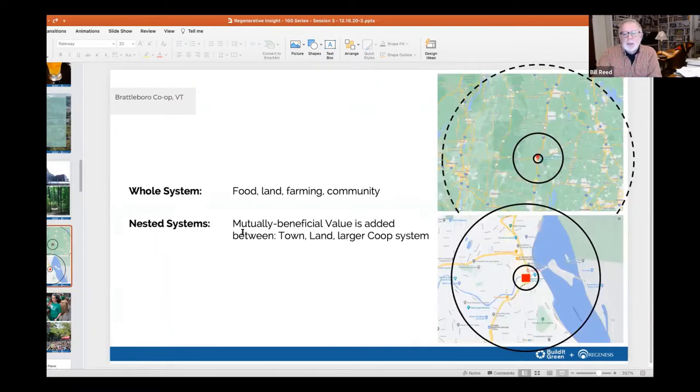But also the nested systems that are there allowed us and them to discover more potential. So for instance, yes, the land was degraded and needed help and the farmers were leaving. How do we bring the farmers back? So that mutual value adding relationship between the farmland and the town. Not only that though, because it was a co-op system, they actually went to an even greater whole, a greater neighborhood, if you will, of the related cooperatives and became a cooperative network. It was the first time that had happened in the Northeast.